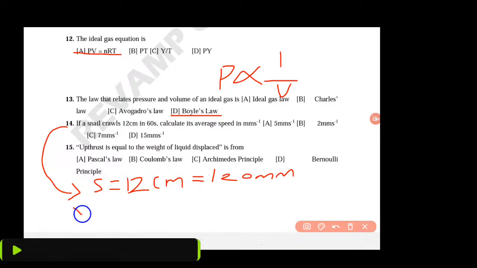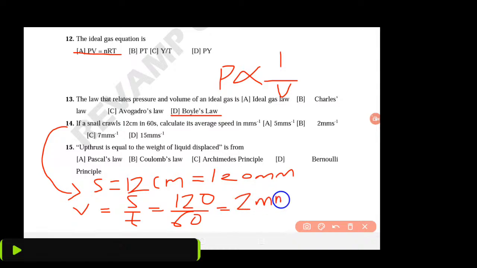So average speed V will be equal to the total distance traveled by the snail over the total time spent by the snail, and that will be equal to 120 all over 60, and this will give us 2 millimeters per second, and that is option B for question number 14.